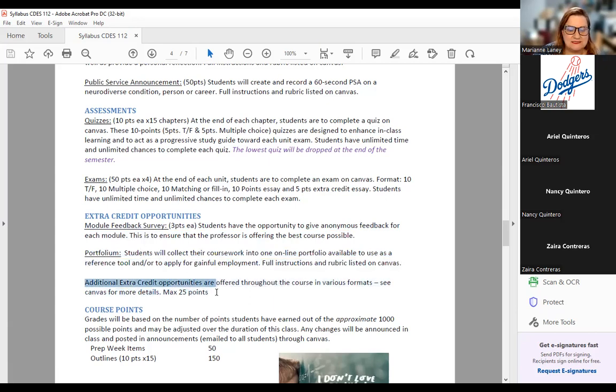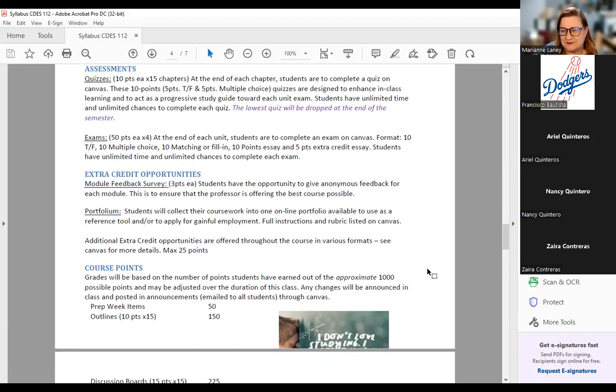And then I do have things like maybe volunteering at an event, or watching a guest speaker, or there's an event or whatever. It could be 5 points here, 10 points here, and then you just write me a 2-page paper, prove that you were there, prove that you watched it. It's no big deal. People don't normally jump in on those, but they're there for you if you need them.